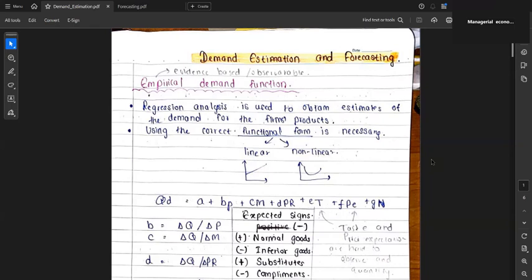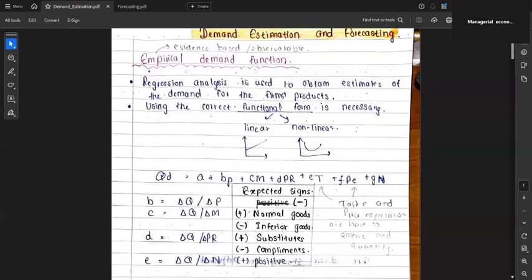That means we are taking a quantitative sort of analysis in order to estimate the demand function, the demand line. So we are using regression analysis in here. As you know, regression analysis helps us to obtain the particular function related to a curve or the line.